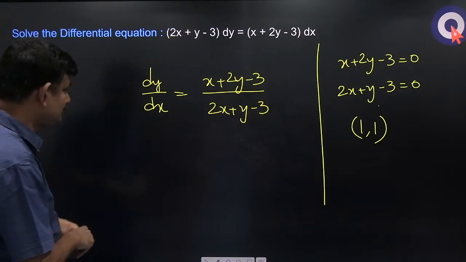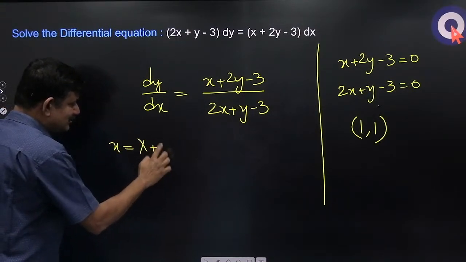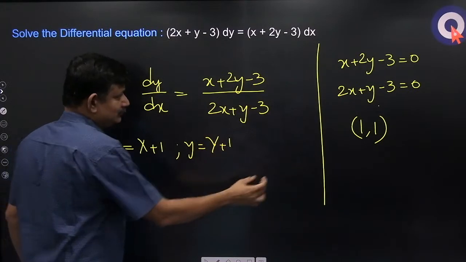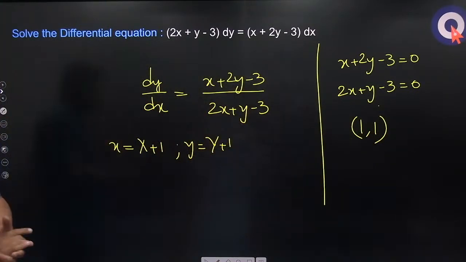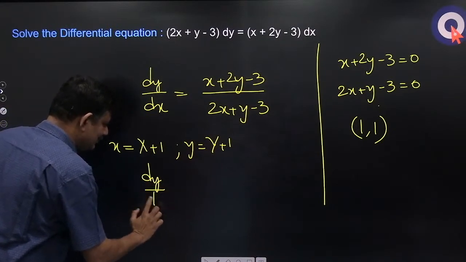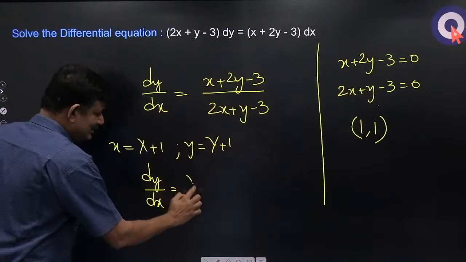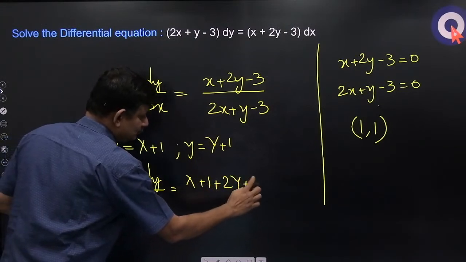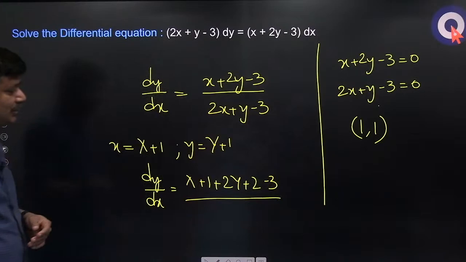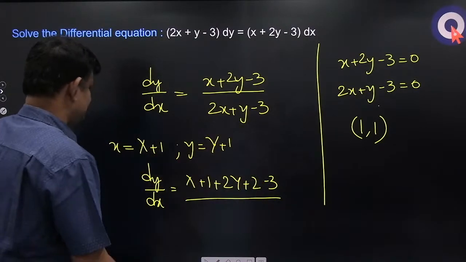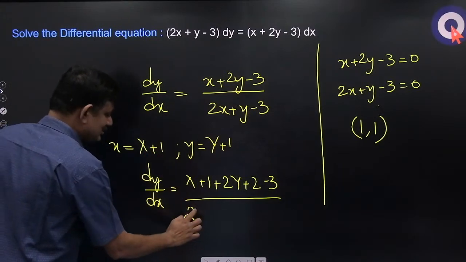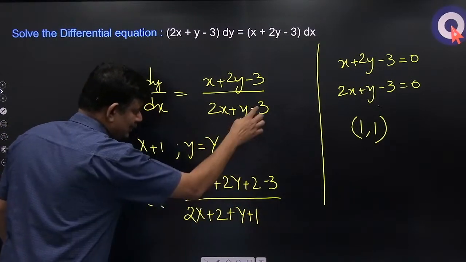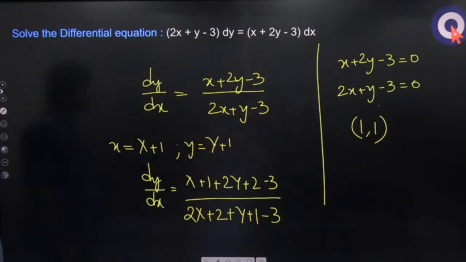Now what? Call x as x plus 1, 1 is the x coordinate here, and replace y with y plus 1, 1 is the y coordinate here. करने से क्या होगा देखते हैं करके. dy by dx is equal to x is x plus 1 plus 2y is 2y plus 2 minus 3. अब कॉन्स्टेंट्स को देखो, 1 plus 2 minus 3 गायब. नीचे देखो 2 into x is x plus 1, so 2x plus 2, y is y plus 1 minus 3. कांस्टेंट टर्म्स क्या हुआ गायब.